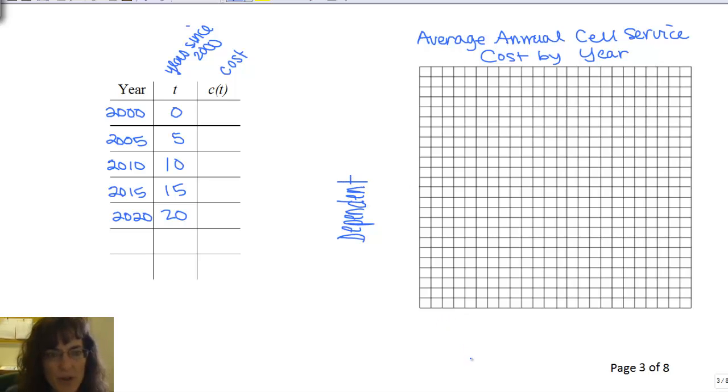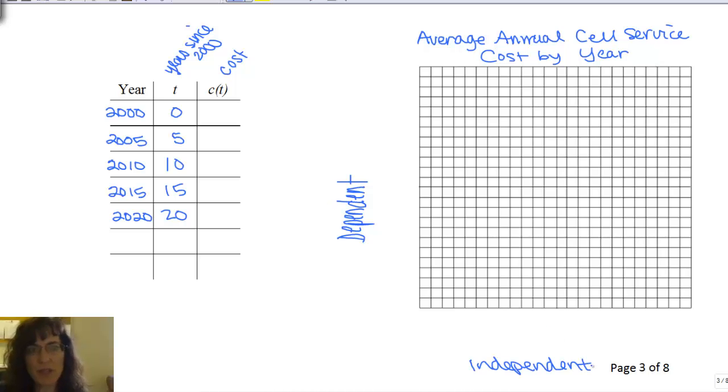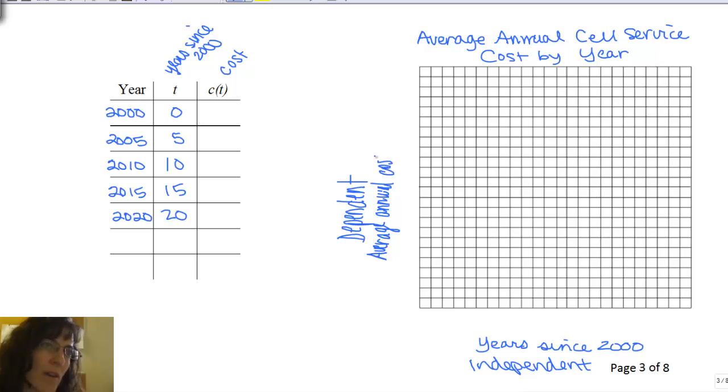And independent across the bottom. So it's dependent by independent in that order, dependent and then independent. And the independent variable was the years. So this is my title for my graph, years since 2000. And the dependent was the average annual cost in dollars per unit. I'm trying to leave some space there to put my scale.